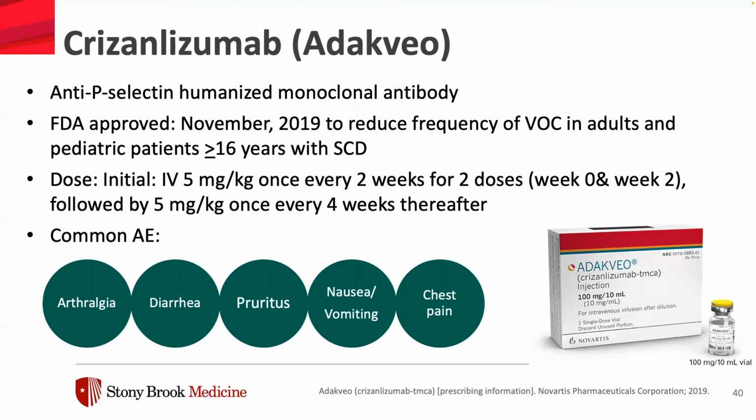It's an IV infusion that's dosed 5 milligrams per kilogram once every 2 weeks for 2 doses, followed by 5 milligrams per kilogram once every month thereafter. And also pretty mild adverse effects. Patients might experience some muscle aches or arthralgias, as well as some mild GI upset or possible infusion-related reactions.